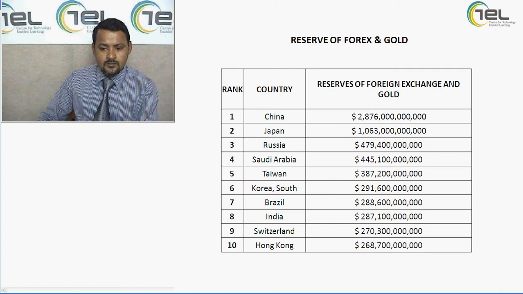The countries with the largest reserves of foreign exchange and gold are headed by China, with a large amount of reserves. India stands at the 8th position, below Japan, Russia, Saudi Arabia, Taiwan, Korea, and Brazil. We have of course not taken into account the developed economies. Japan, in spite of being a small country, is actually enjoying the benefits.